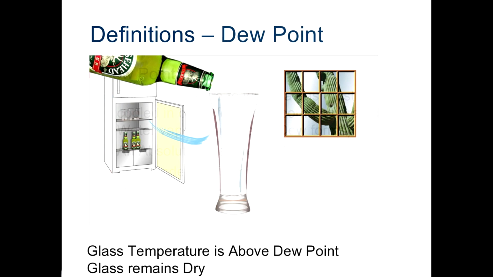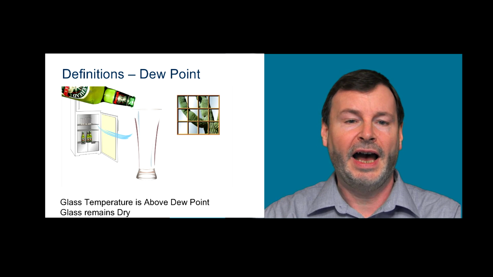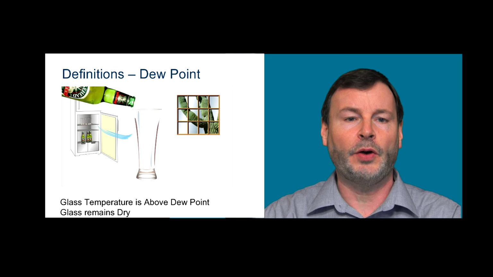Let's look at a real-world example of dew point. Here we have a dry environment. As one can see, the universal sign of a dry environment is the cactus shown in the window. If we were to take a beer glass out of a refrigerator, the temperature of that glass is above dew point, and the glass will remain dry. For example, if it was 25 degrees C and 20% relative humidity, the corresponding dew point would be about 0.5 degrees C. A fridge is typically about 5 degrees C, so that glass coming out of the fridge is warmer than the dew point. And as a result, no dew forms.